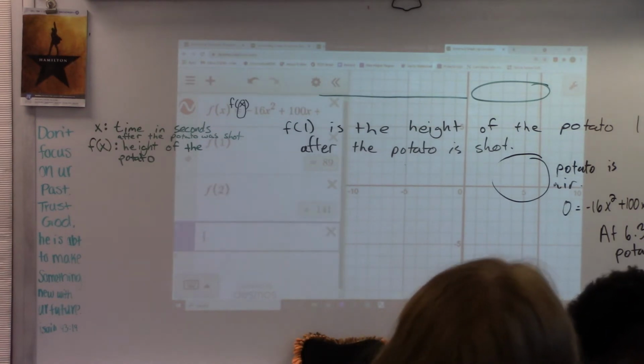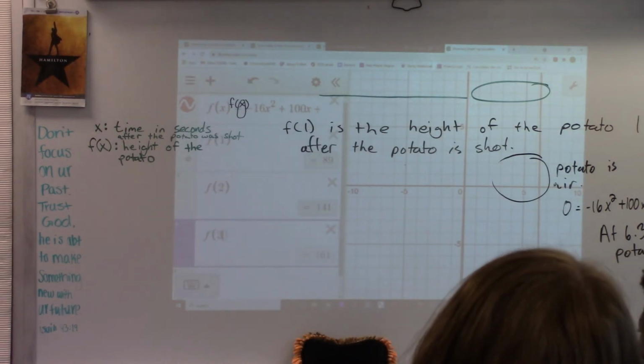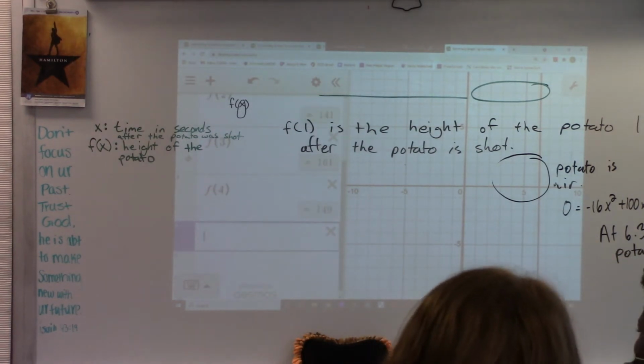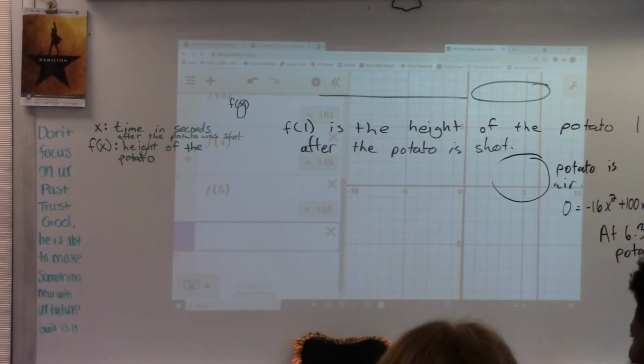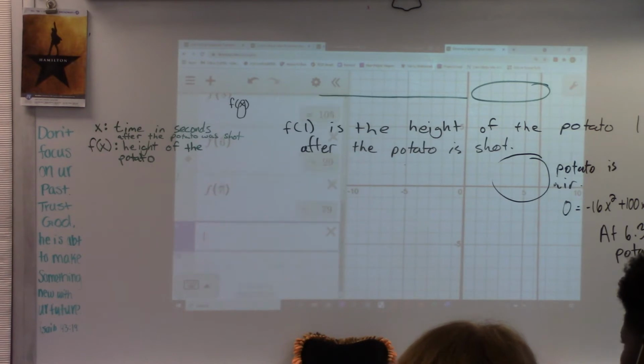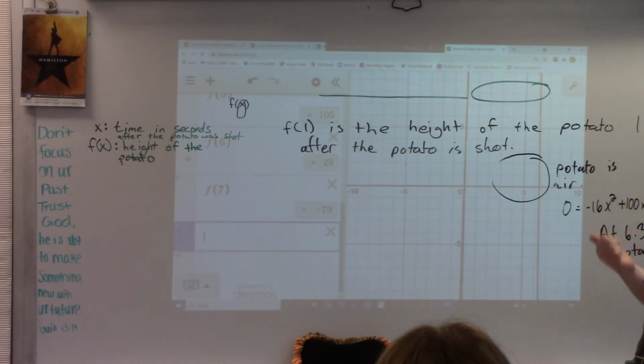f of 2, still not a height of 0. f of 3, still not 0. f of 4, f of 5, f of 6, still not 0. f of 7, oh, that's past 0, it's negative. Some people did this by hand, but you could have used Desmos and technology to do this. So I need to go back from f of 7.